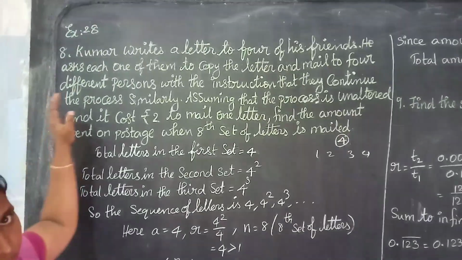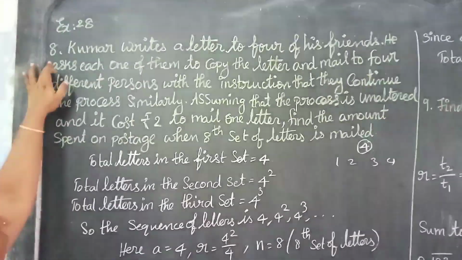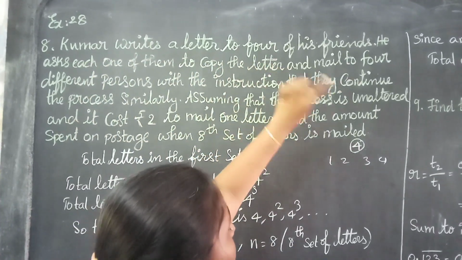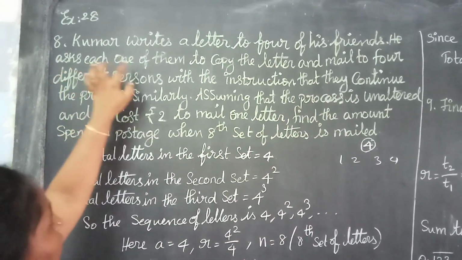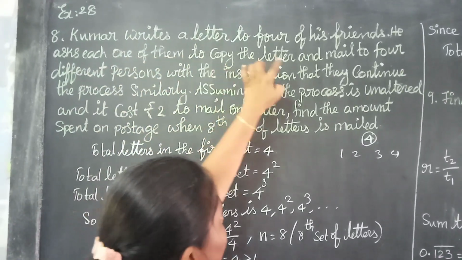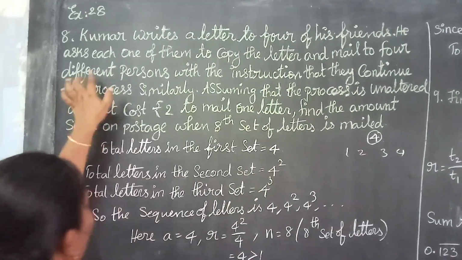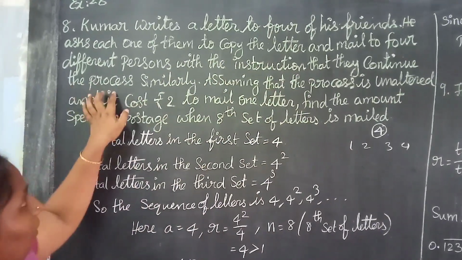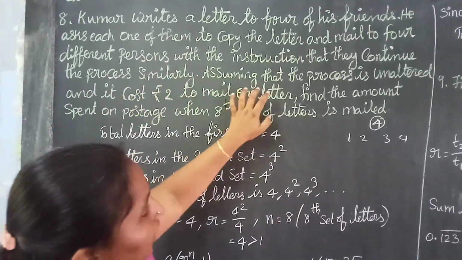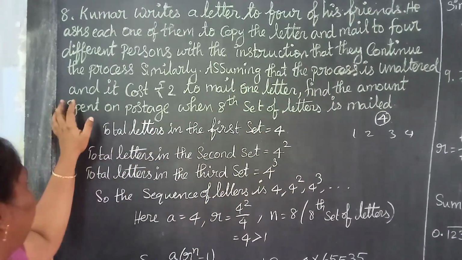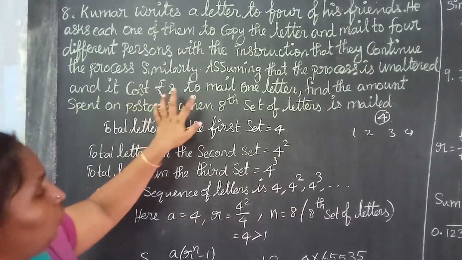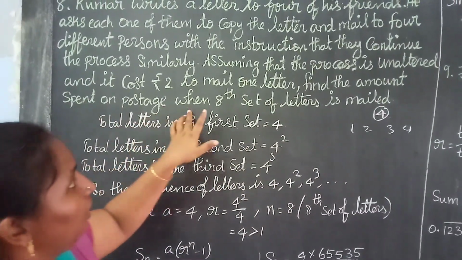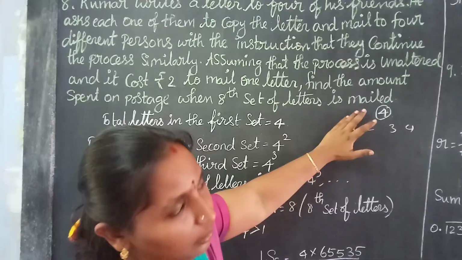In this video, we are going to see exercise 2.8 sums. The 8th one: Kumar writes a letter to 4 of his friends. He asks each one of them to copy the letter and mail it to 4 different persons with the instructions that they continue the process similarly. Assuming that the process is unaltered and it costs Rs 2 to mail 1 letter, find the amount spent on posting when 8 sets of letters are made.